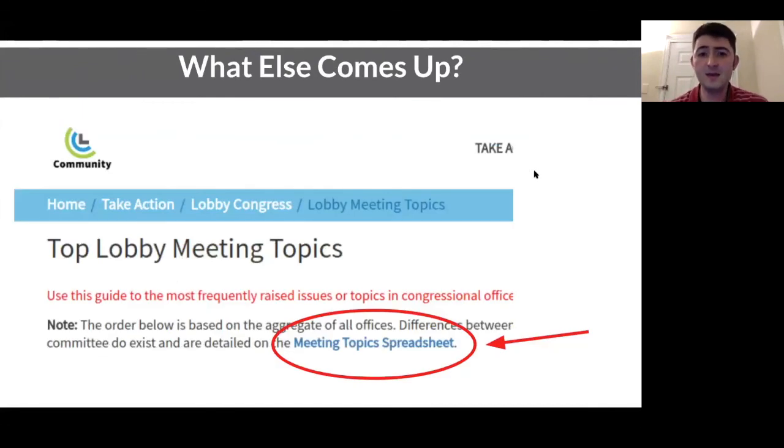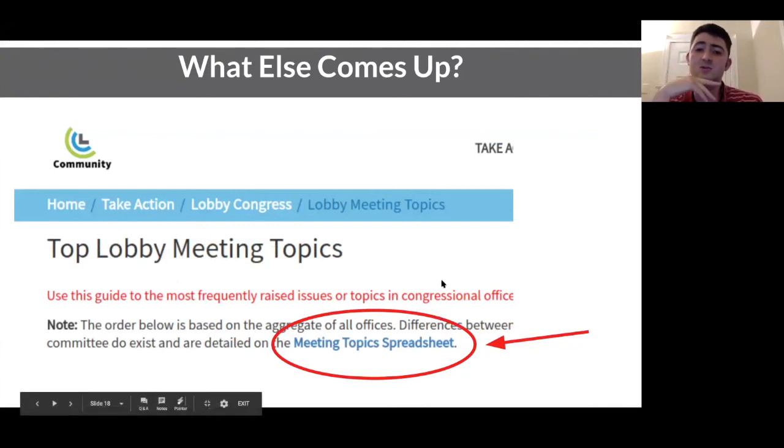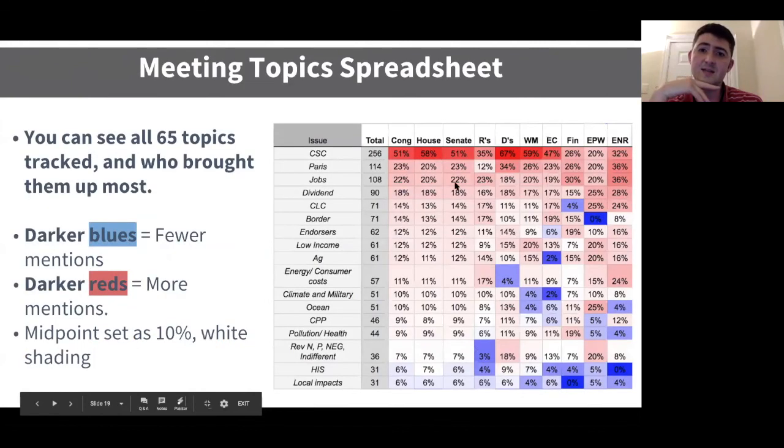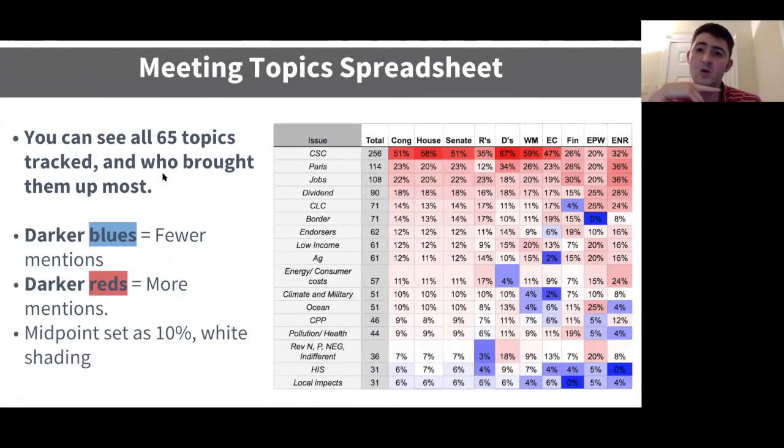Well, on this sheet, there's a hyperlink, meeting topic spreadsheet. If you click on that, it'll take you to this next spreadsheet. And this is a bit overwhelming, so let me orient you to this. This is going to allow you to see all 65 topics that I tracked and who brought them up most.